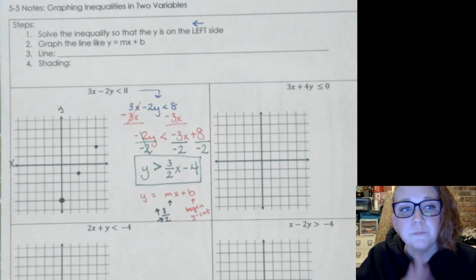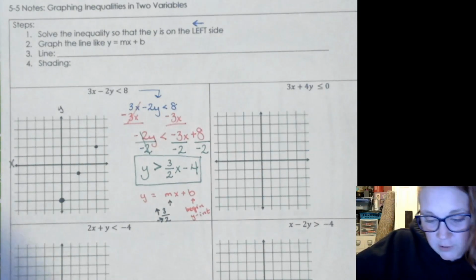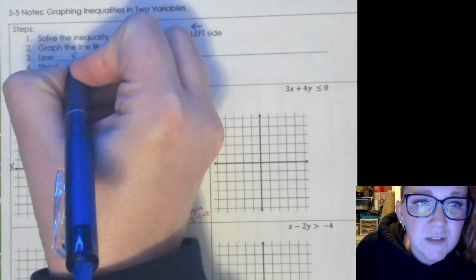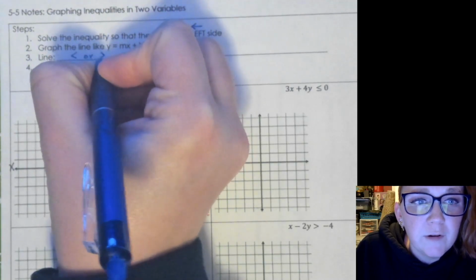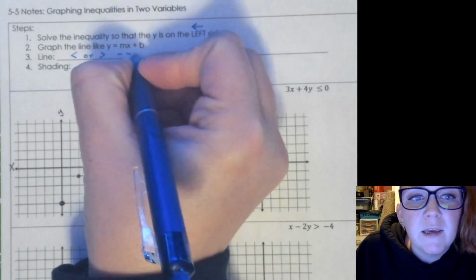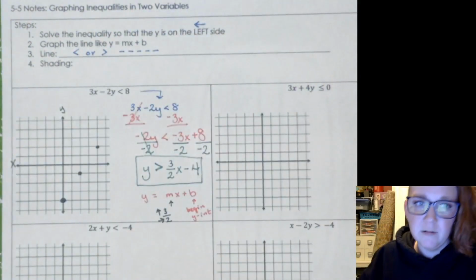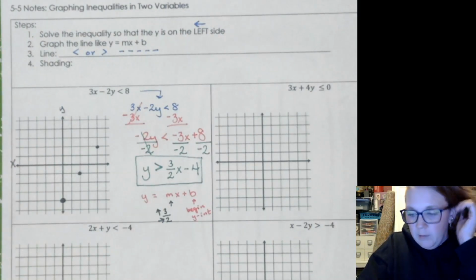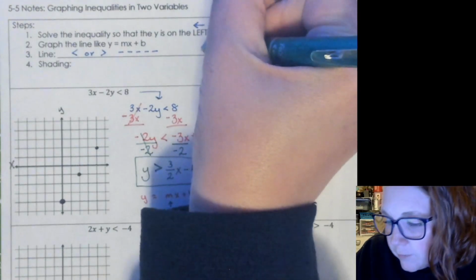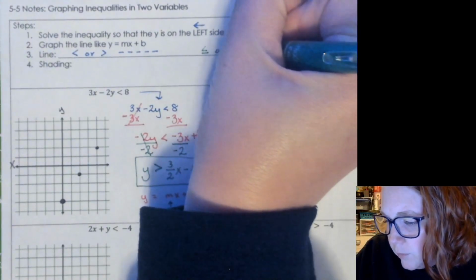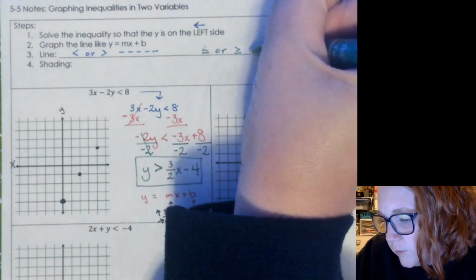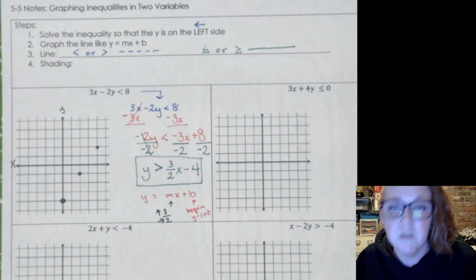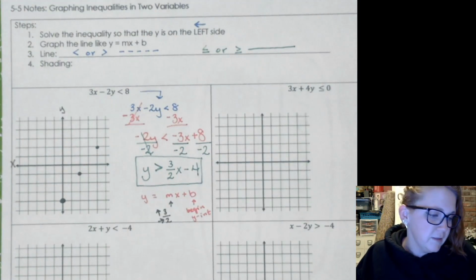So for the line, whenever you have an inequality that is just a less than or a greater than symbol, you're going to give it a dashed line, just like that. So this is kind of like the same thing as an open dot that we did on the number line. Now, whenever you have a less than or equal to, or a greater than or equal to, you're going to give it a solid line. That would be the same as a closed dot. That's the difference there.